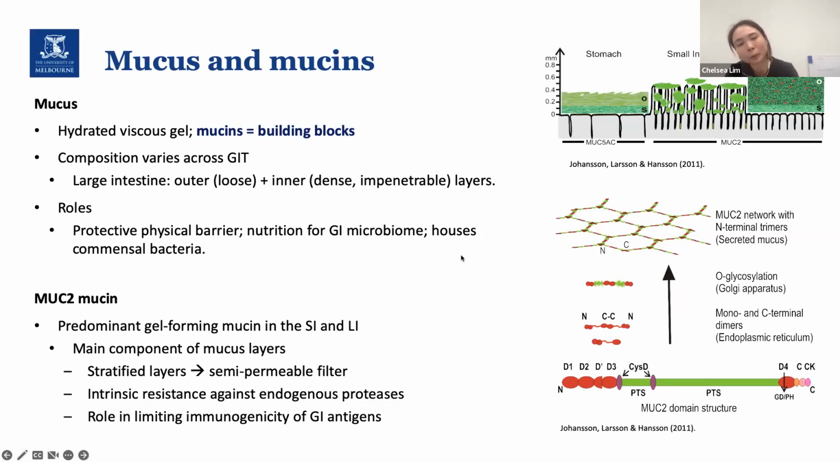MUC2 is the predominant gel-forming mucin in the small and large intestine and forms stratified layers as the building block of intestinal mucus, seen here, therefore functioning as a selectively permeable filter preventing bacterial entry. It also has resistance against proteolytic activity and has a role in limiting immunogenicity of gastrointestinal antigens.